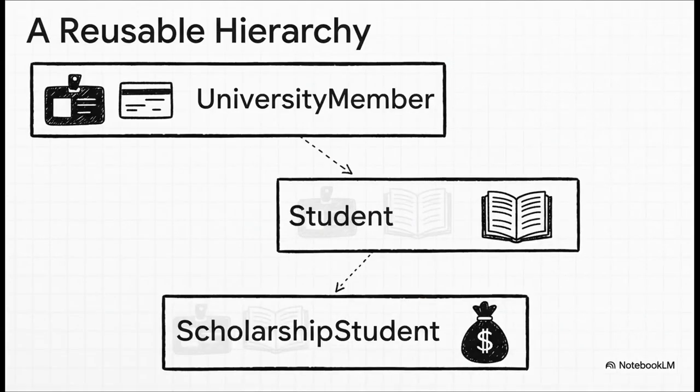And there you have it. This shows the true power of combining these ideas. We end up with a clean, logical, and really efficient hierarchy. Each class is only responsible for the stuff that makes it unique, because it inherits all the common functionality from its parent. This is exactly how you build complex systems that are easy to maintain and expand later on.